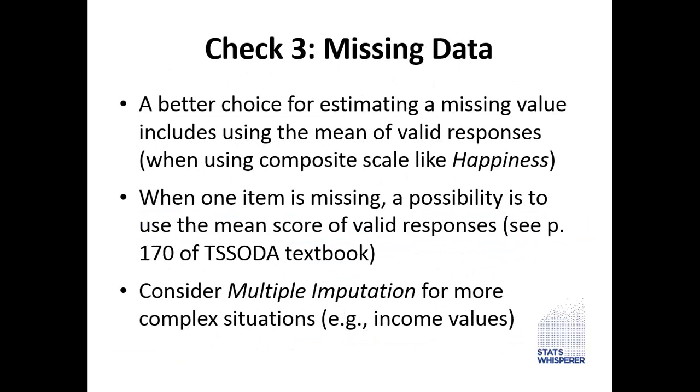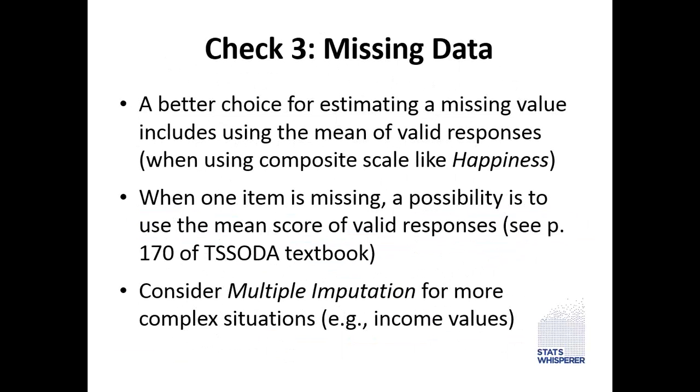So as we have in the text, a better choice for estimating a missing value may include using the mean of valid responses. Like on page 170, if we have our happiness scale with, say, 10 items, and 1 item is missing, we might account for that missing item by using the mean score of the 9 items that were provided. So that's one method to consider.